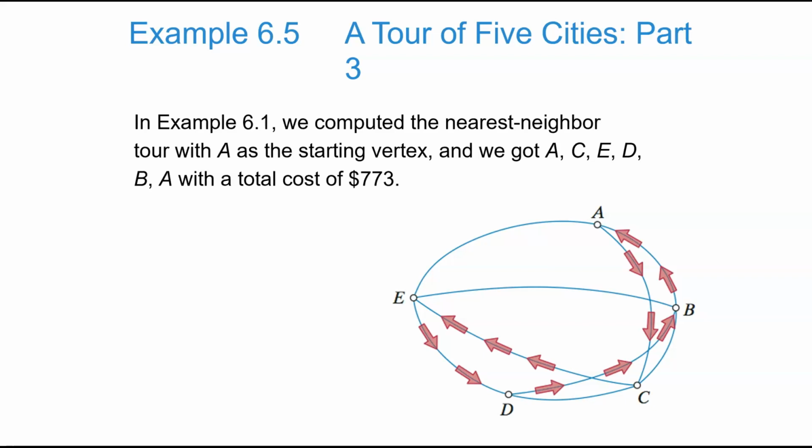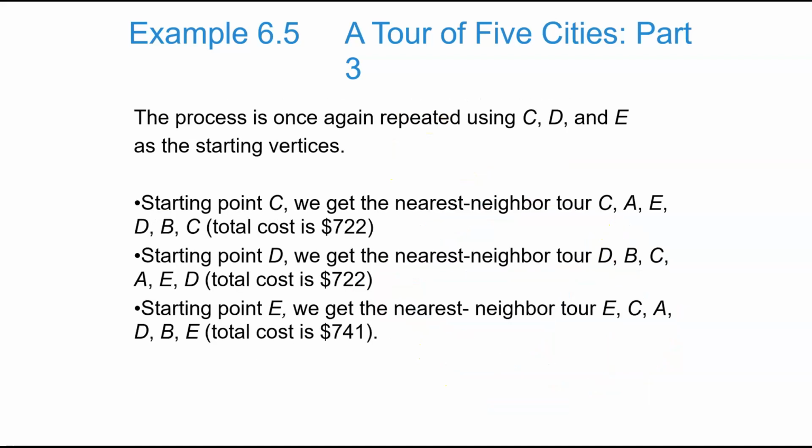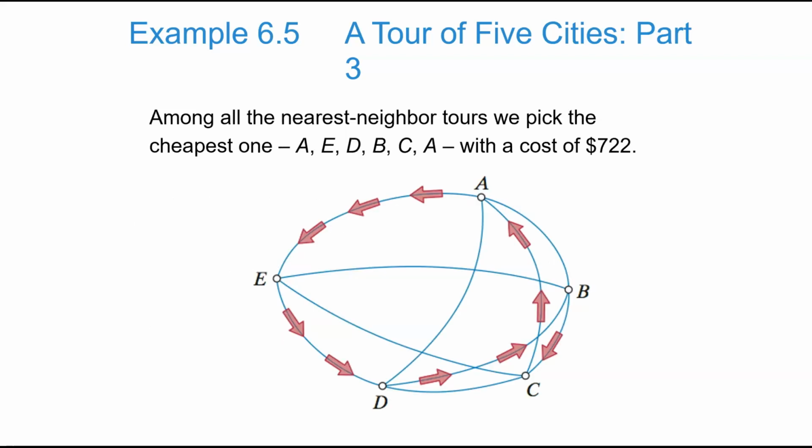Okay, we're back to Willie. They've just removed some of the stuff. This is the path we just mapped out of the nearest neighbor. But if we use B as a starting vertex, the nearest neighbor tour takes us from B to C, and then to A, and then to E, and then to D, and then back to B. And that gives us 722, which is an improvement. It's a lot less. We could repeat the process again and again, and when you do this, you're going to get closer and closer to the optimal tour. And among all the nearest neighbors, the closest we get is 722.